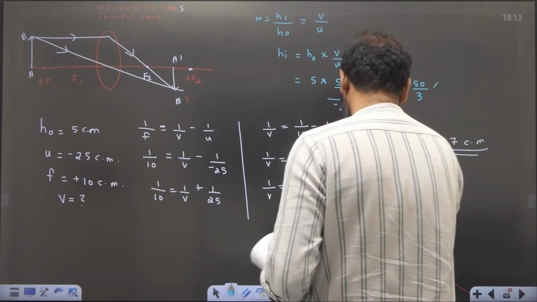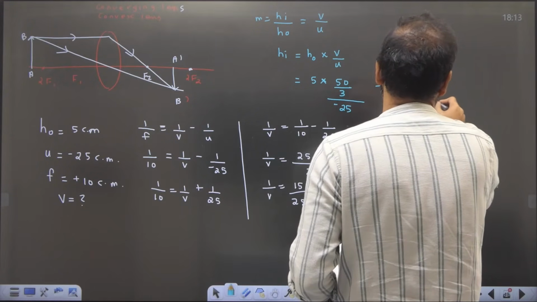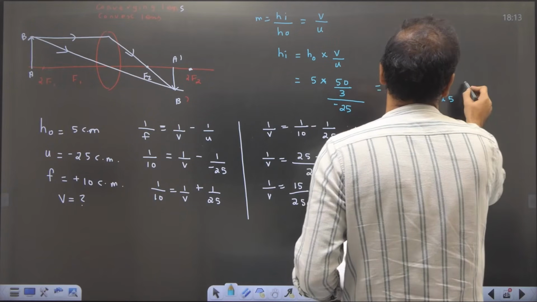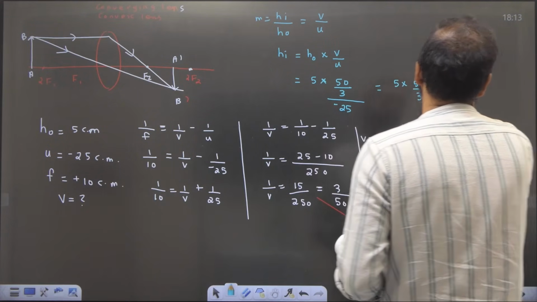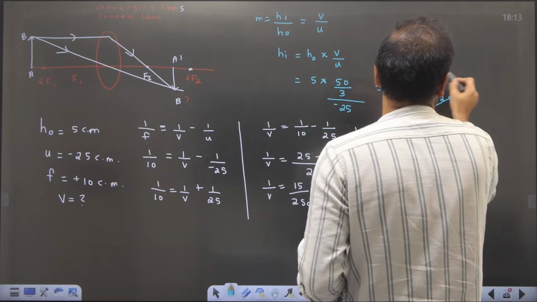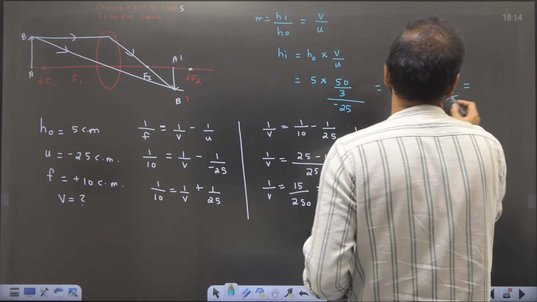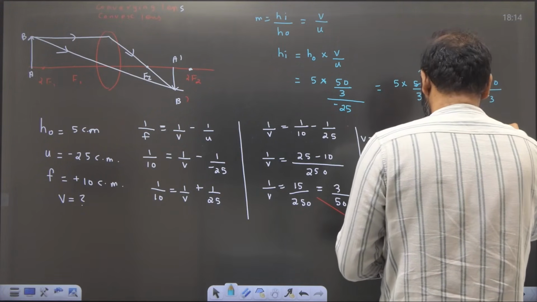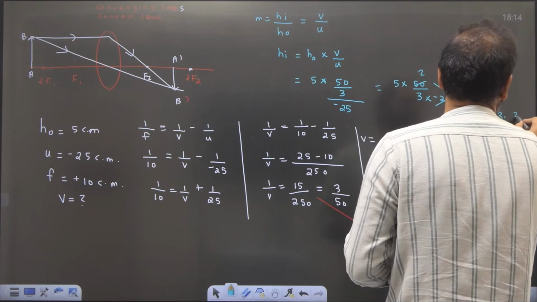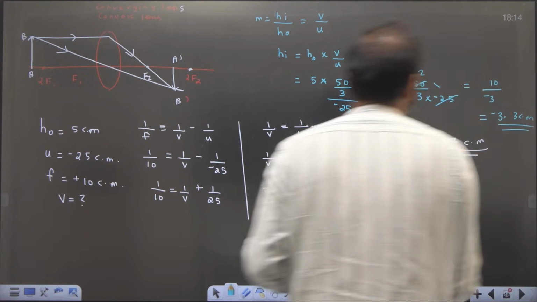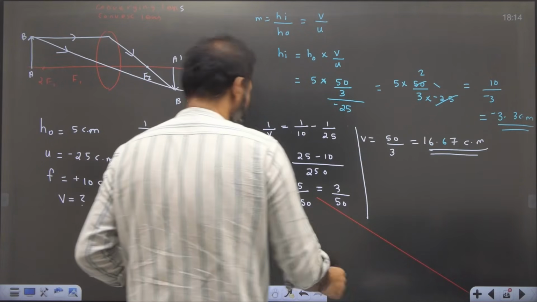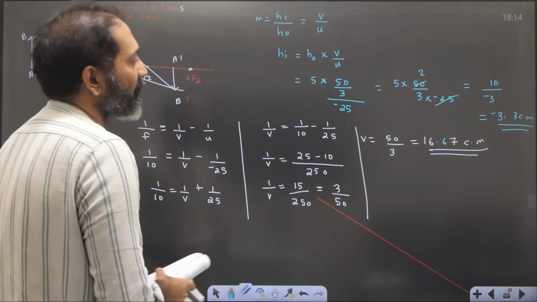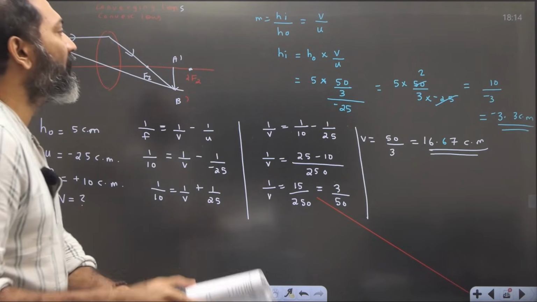5 into 50 by 3, denominator minus 25. So what is the answer? 5 into, it becomes what? 2, there is a minus sign. So 10 by minus 3, that is equal to minus 3.33 centimeter will be the height of the image.